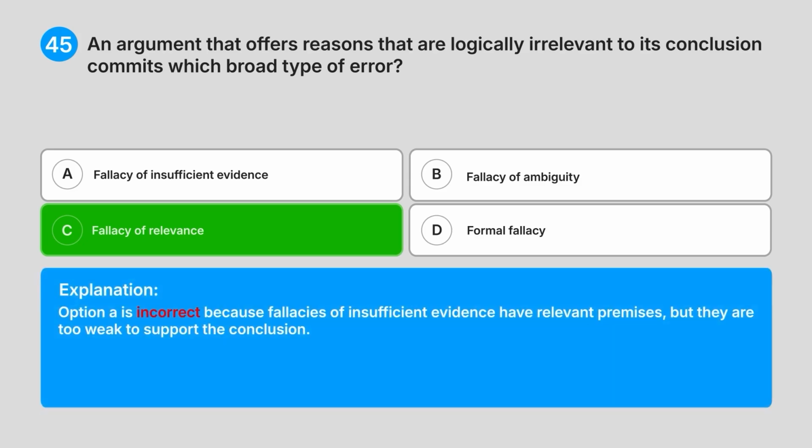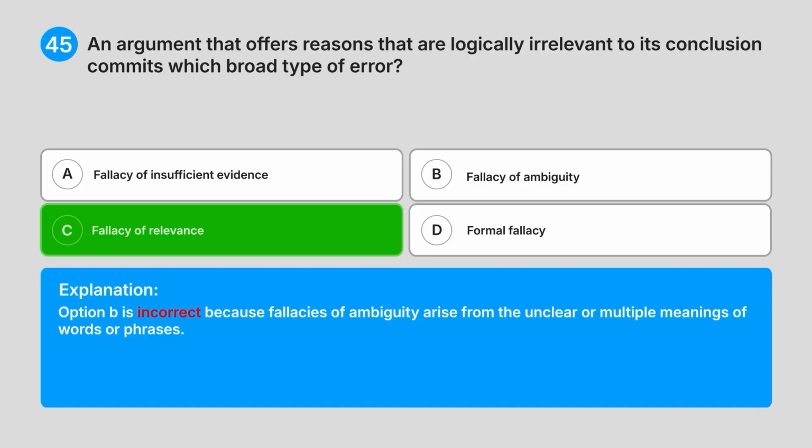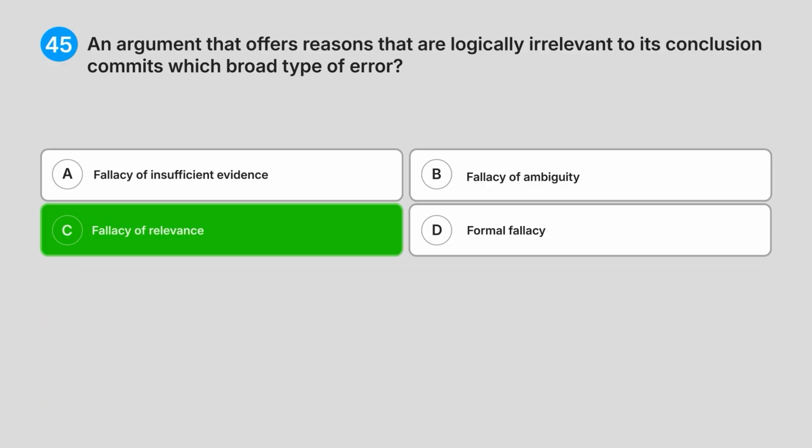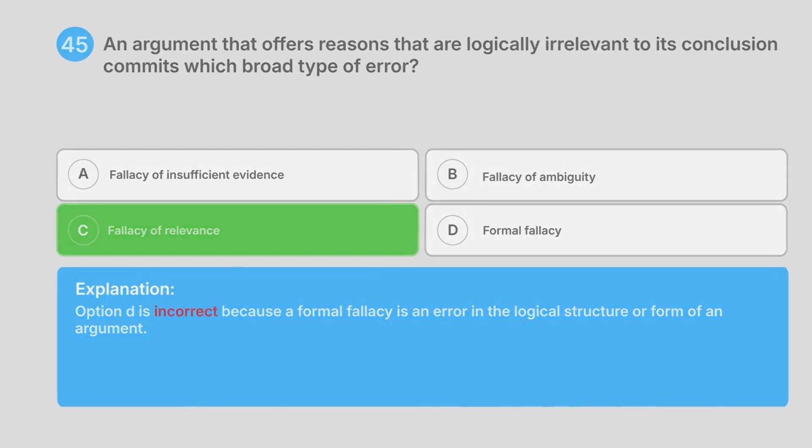Option A is incorrect because fallacies of insufficient evidence have relevant premises, but they are too weak to support the conclusion. Option B is incorrect because fallacies of ambiguity arise from the unclear or multiple meanings of words or phrases. Option D is incorrect because a formal fallacy is an error in the logical structure or form of an argument.